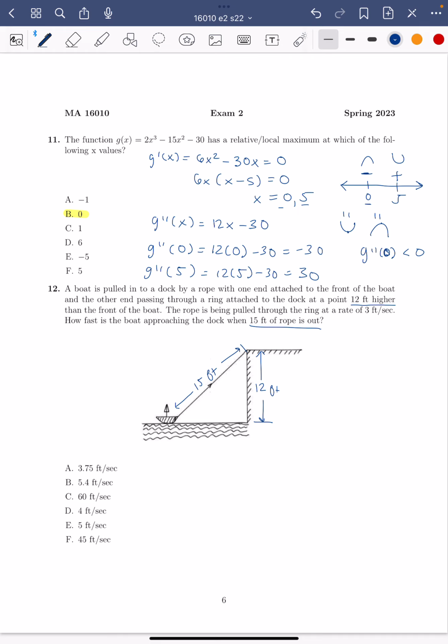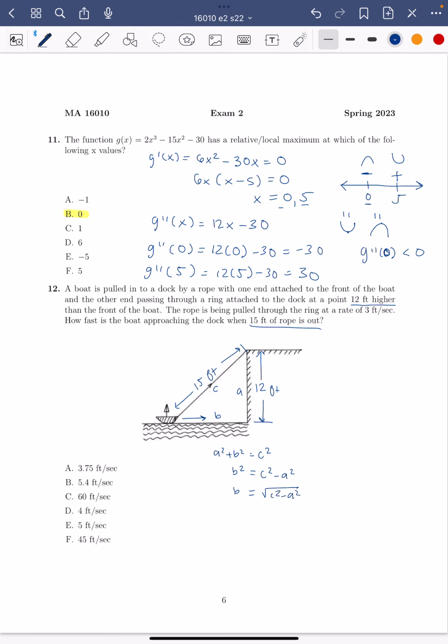So if we label this leg c, this leg a, and this leg b, we know the Pythagorean theorem is a squared plus b squared equals c squared. Now, we are trying to find the rate at which the boat approaches the dock. This would be this leg right here, the b leg. So let's isolate b. b squared equals c squared minus a squared. Now I'm going to take the square root, so b equals the square root of c squared minus a squared.